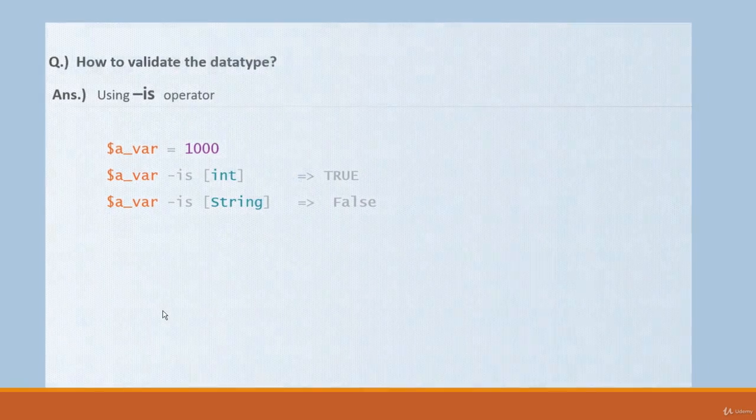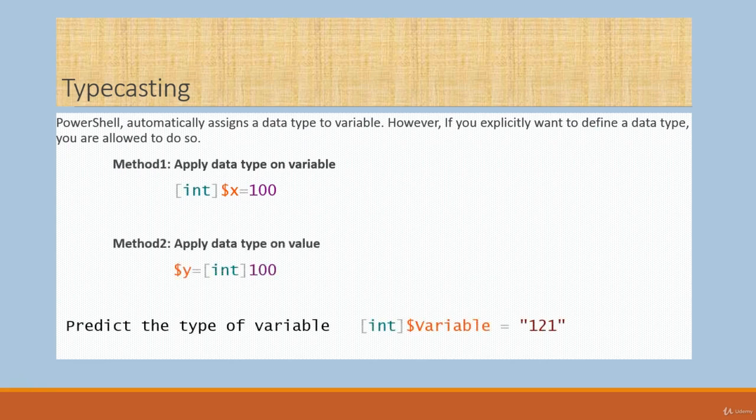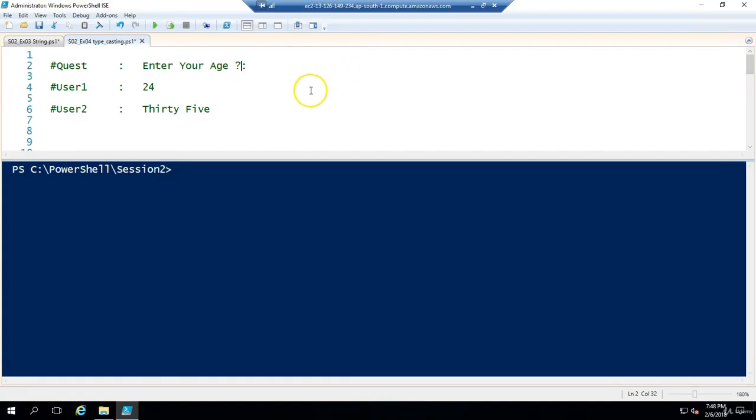Now let's talk about typecasting. We have seen earlier that PowerShell assigns a data type automatically. But sometimes it is good if we explicitly define the data type. For example, we are getting input from a user via console. We asked the user to enter age. We really can't trust that the user will enter an integer only. They can enter age in a string format also, right? So our code should be smart enough to take care of these things, and typecasting can help here.